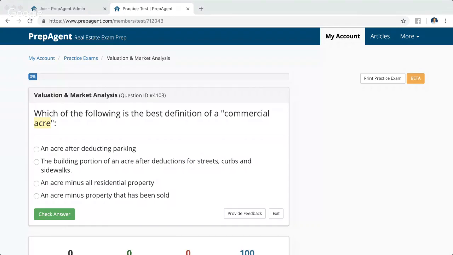Okay. So we're getting started today with valuation and market analysis. So what are the four essential elements of value? Who could tell me what the four essential elements of value are?